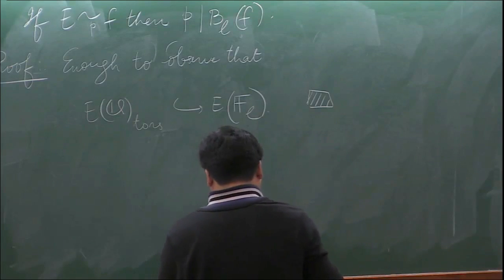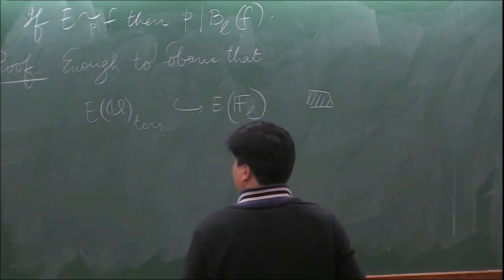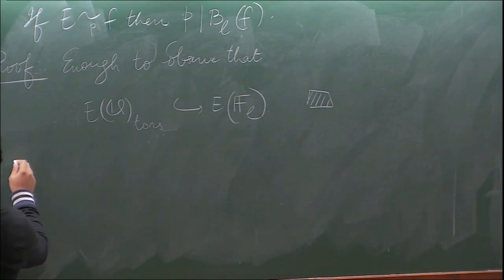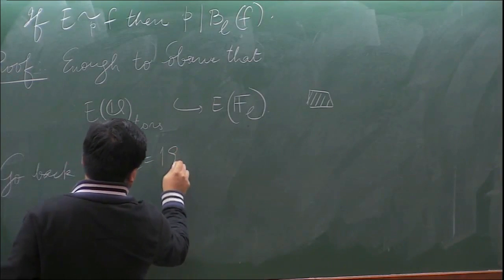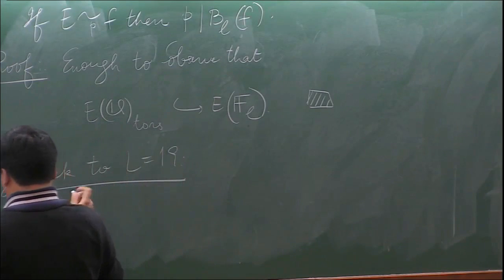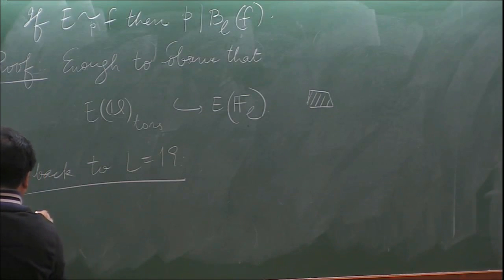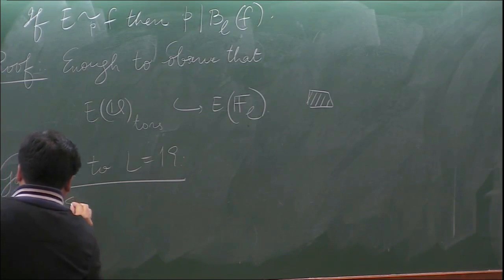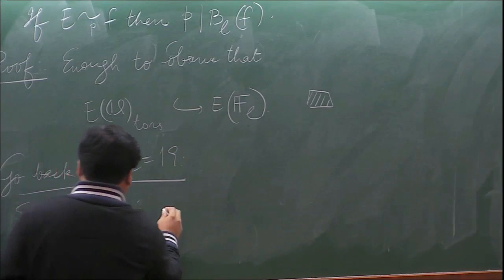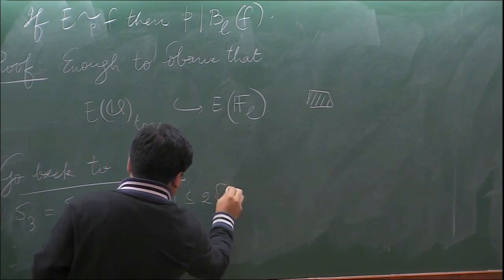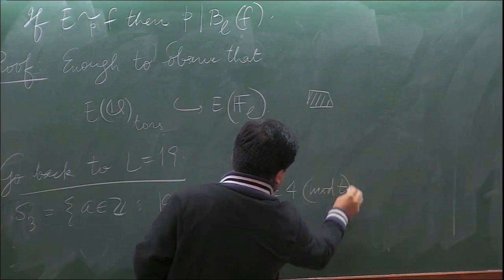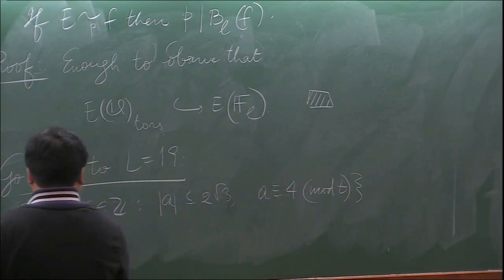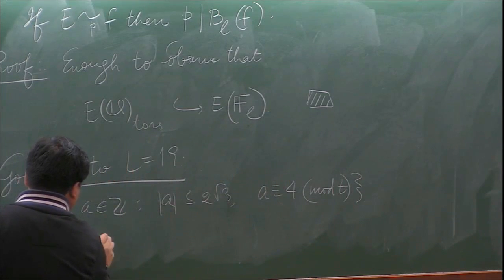So let's try to implement this. So let's go back to L equals 19. Okay, we'll examine one more case, L equal to 31, but later. So now, let's compute here S3. So here L is equal to 3. So this consists of all integers where this is less than or equal to 2 root 3, and your A is congruent to 4 mod D here. Okay, so the only choice you have here is A equals 0. Okay, let's find this out.